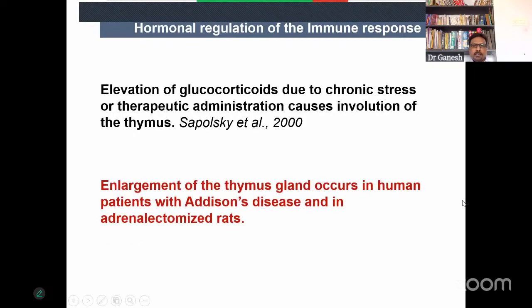Enlargement of the thymus gland occurs in human patients with Addison's disease and in adrenalectomized rats. In adrenalectomized rats, you know that glucocorticoid is cut off, so that can result in enlargement of the thymus gland. Addison is the name of the scientist, and this disease is characterized by hypocortisolism, which means the cortisol level is lower in these individuals. This can be because of a defect in the adrenal gland or adrenal dysgenesis, which may happen during embryonic development itself, where the adrenal gland is defective and is not able to produce sufficient glucocorticoids. In such cases, it is called Addison's disease. So this is a situation where the glucocorticoid levels are low, so that can result in enlargement of the thymus gland.